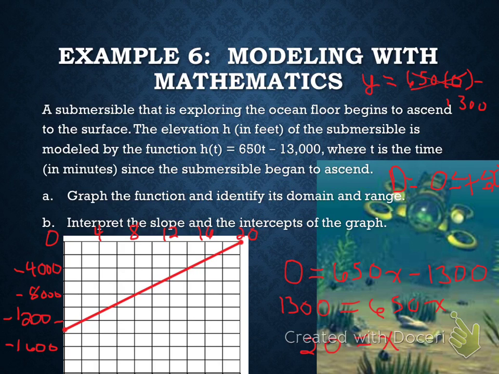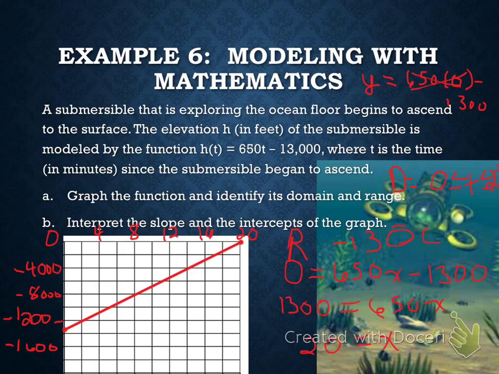So then by looking at this, like I said, my domain is 0 to 20, because after that, it's going to be above the water, and you can't really go too much more above the water without wings. And then it had a depth, so the time is going to go from 0 to 20. But the depth here is going to go from negative 1300 up to 0. So for the range, we're going to put that the range is going to be negative 1300, because that's the bottom number.